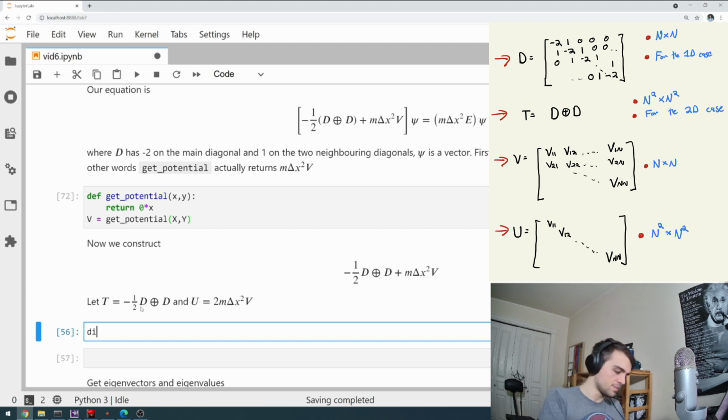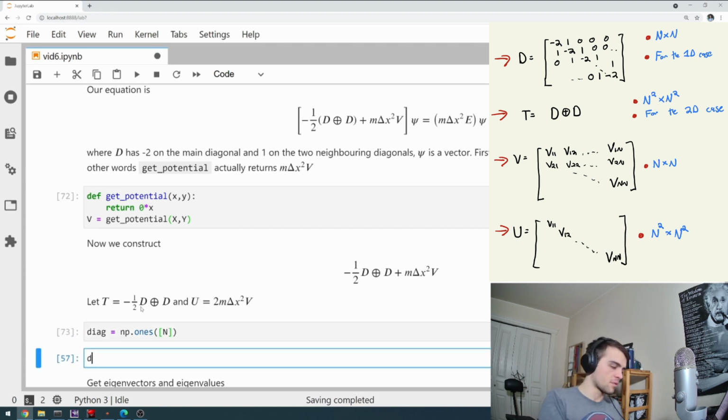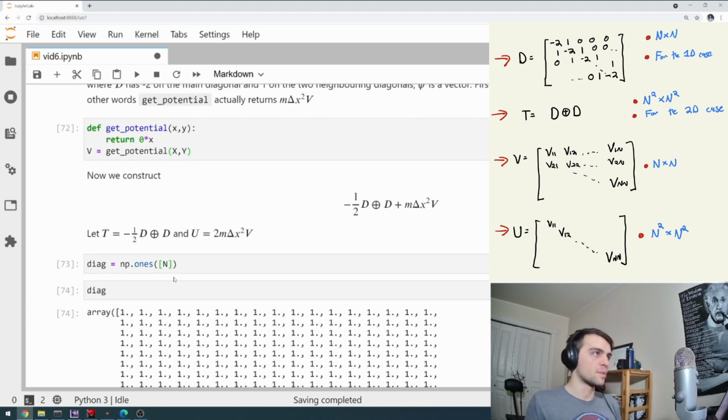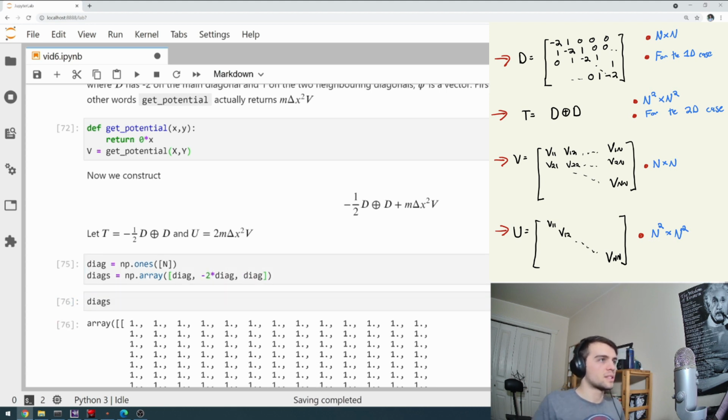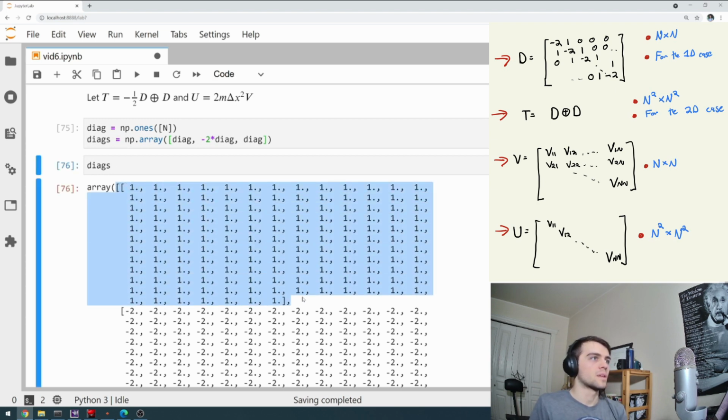So let's create a diagonal. It'll be just 1s repeated n times. So this is just an array of repeated 1s, and there's n of them. We're going to create 3 diagonals. Remember that D has -2 and 1 and 1, so we'll create those. So you'll note that diags, the first is the lower than the main diagonal, then the main diagonal of all -2s here, and then 1s like that. So those are our diagonals.